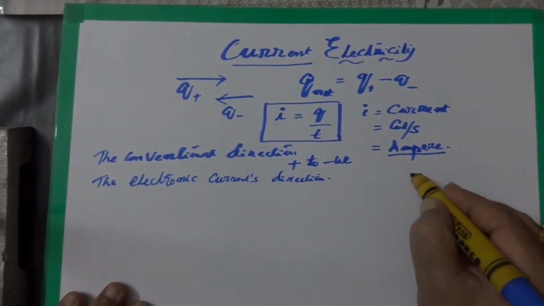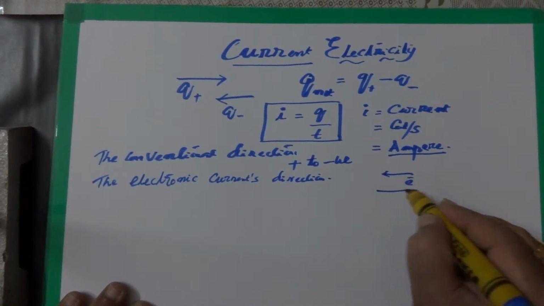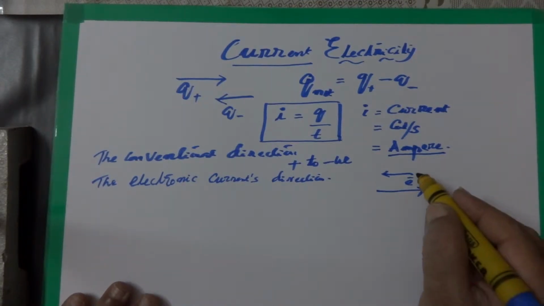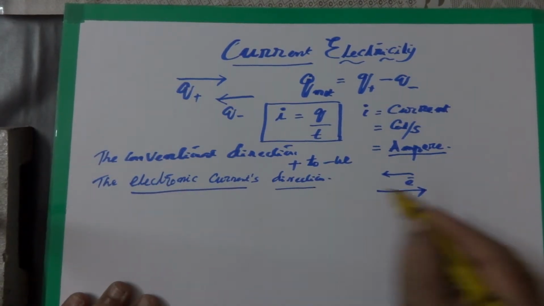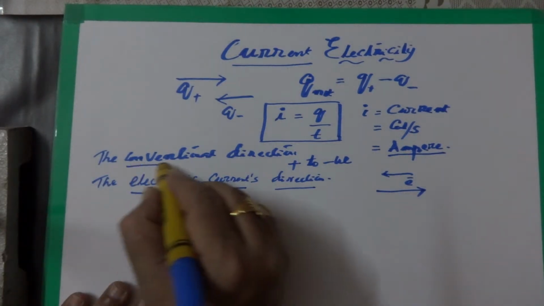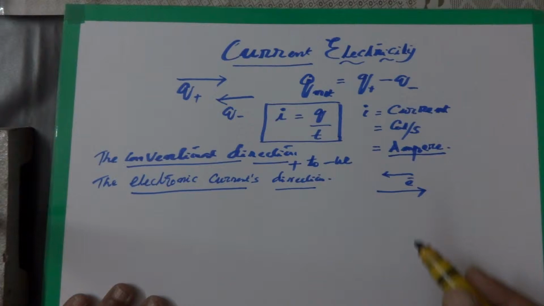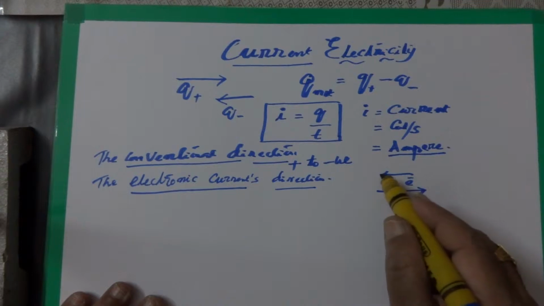In fact, if the electron is moving in this direction, this gives us the direction of the electronic current. So this direction is called the electronic current's direction, and this direction of the current is called the conventional direction. The conventional direction is named just based on the flow of positive charge from one place to another place. So the direction of the positive charge is this, and the direction of the electrons is this.